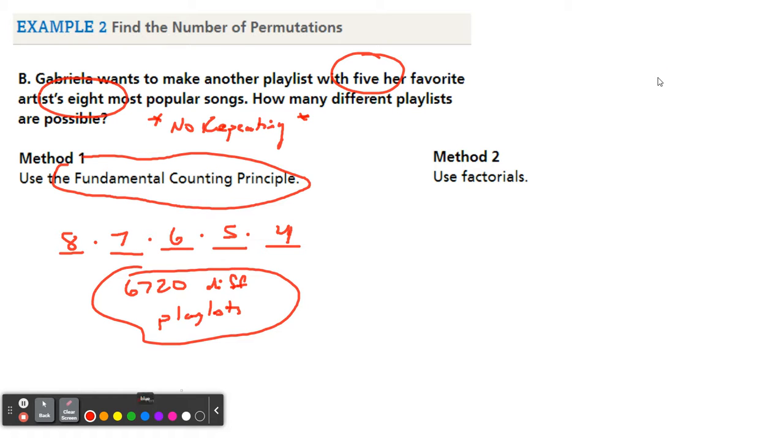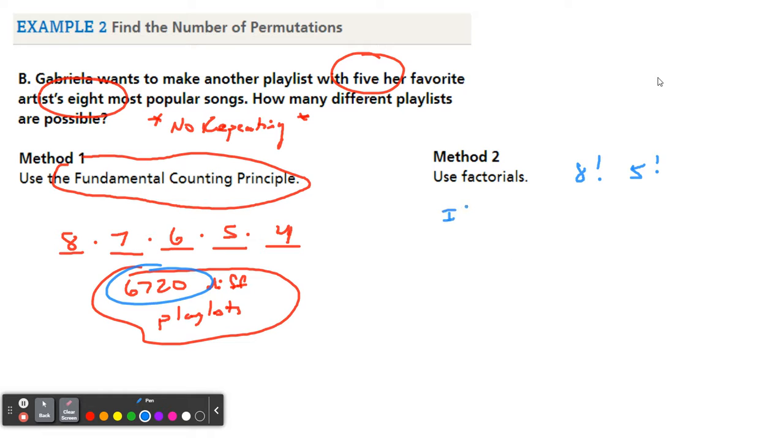Now, there's a second way to do this using factorials, okay? And here's how we're going to think of this. If we use factorials, there's 8 factorial, but then we want 5, so there's a 5 factorial. So how do we combine these into finding this same number, 6,720? So let's talk about this.